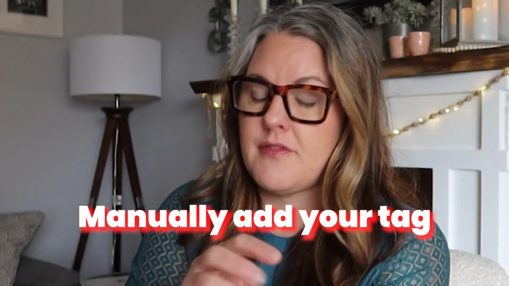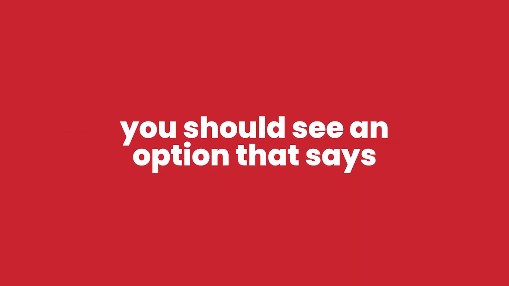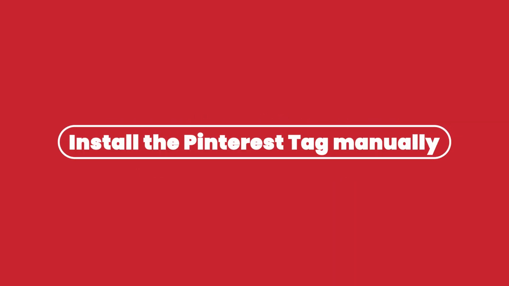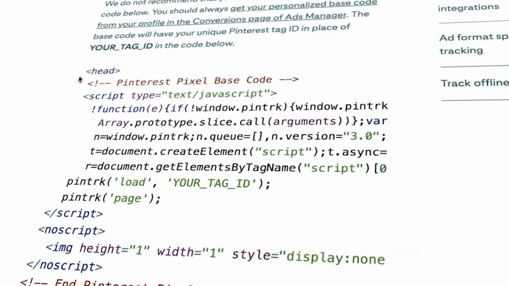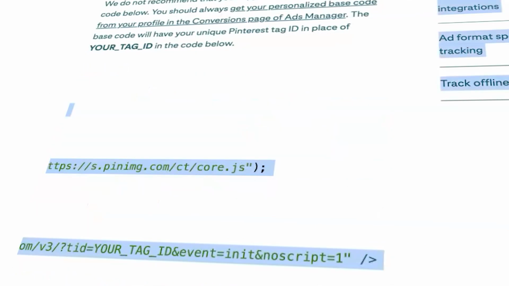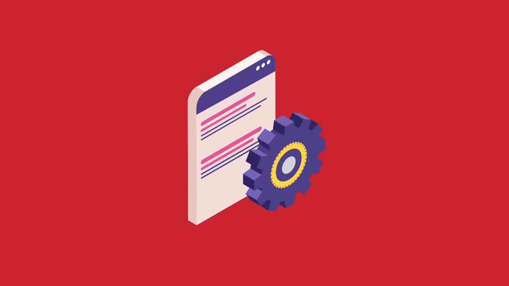All right, so I just talked about automatic tag integrations and how you can do that. Here are the steps you need to go through if you wanna manually add your tag and how to find the tag. At the bottom of the screen, you should see an option that says install the Pinterest tag manually. From there, you'll be prompted to double check your website URL and ensure automatic integration is not an option. If it's not, then you'll be given a personalized base code. Copy the code and put it into the part of your website where it needs to be designated. So that is how you would add the tag manually versus the integration. If you have the integration, it should be super smooth. If not, you might need a tech person.